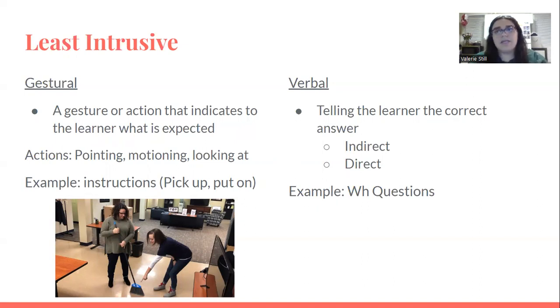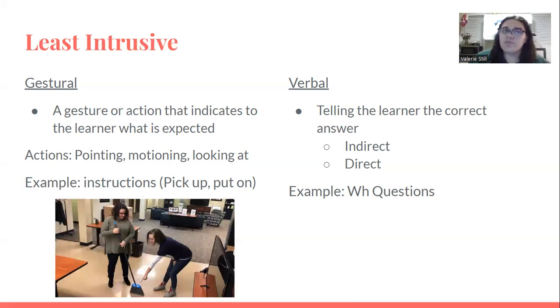The example I've been giving lately is the instruction pick up, or maybe you want them to put on their coat. In this photo, you can see that the lady is gesturing to the mess that she wants the learner to specifically pick up. It's an additional prompt, but she's not too much into the learner's environment and not really intruding on the learner.